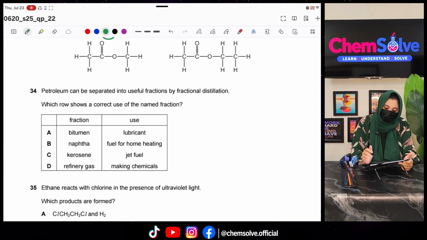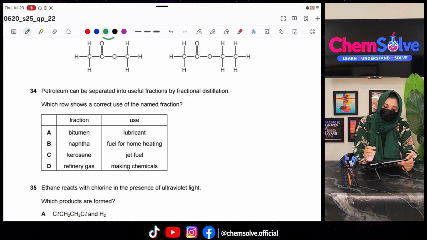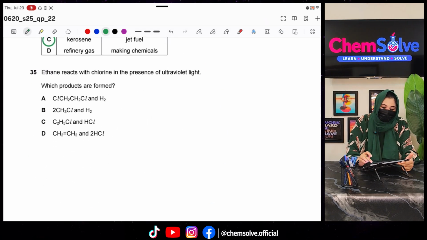Question number 34. This is of course a fact. Certain fractions of petroleum have been given to you and their uses. You can learn them well and you can understand what the correct option is. So here the correct option is option C. This is a fact-based question.